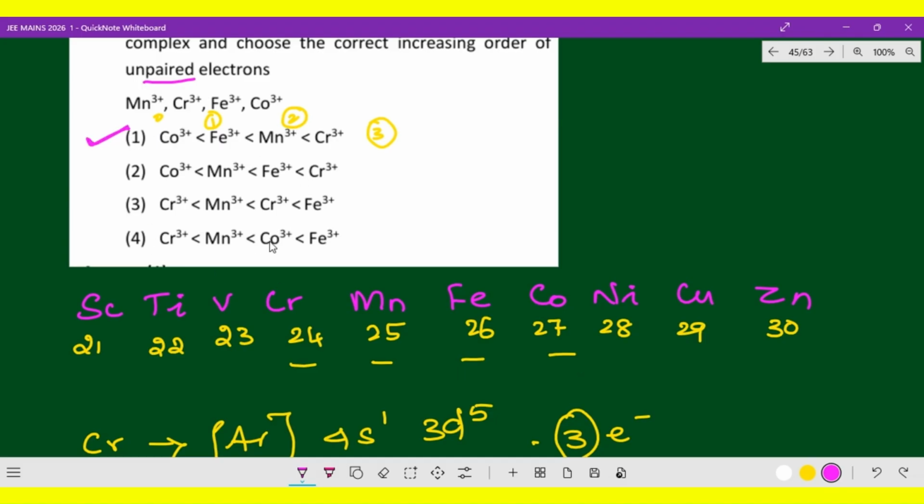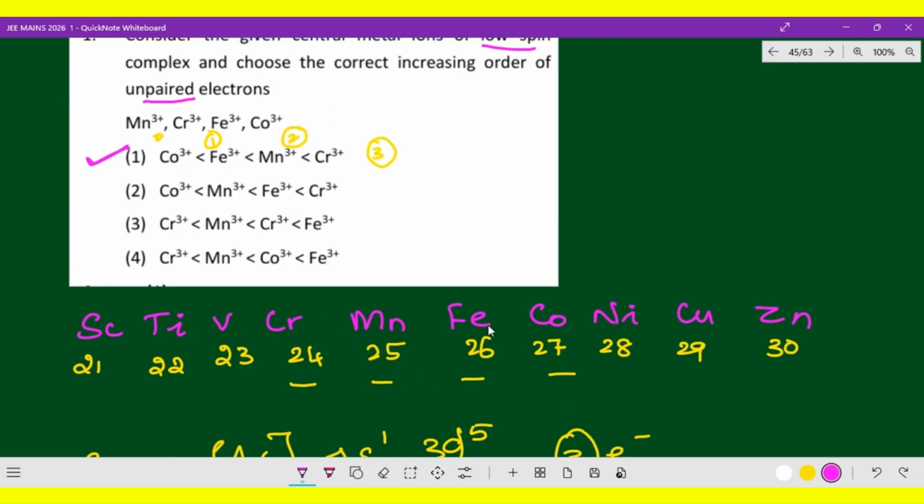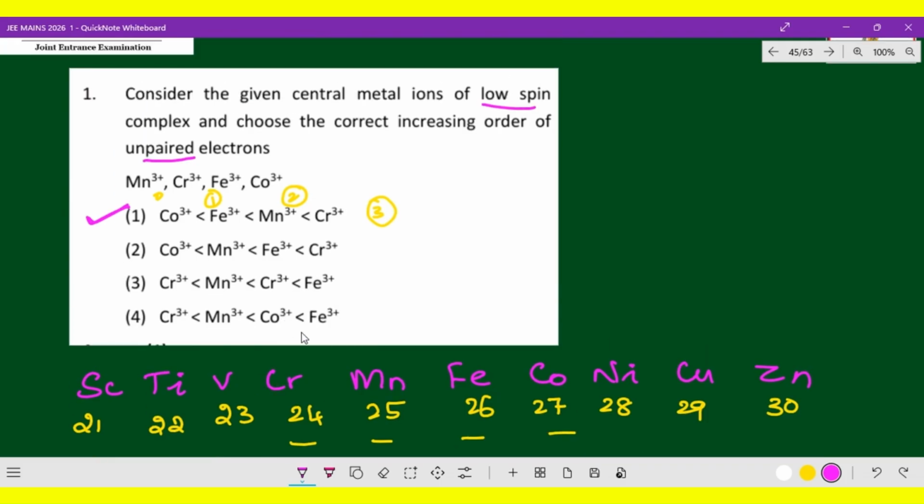I hope you got the clarity. How do we identify? See, that is what I just mentioned. Chromium, manganese, iron, cobalt, so easily we can identify. First cobalt, next iron, next manganese, and then chromium. So it is increasing order. From this also you can identify the unpaired electrons: from right to left, it is increasing. You can utilize this idea for other purposes also, like unpaired electrons in low spin complexes, from right to left it is increasing. In that way also you can identify.